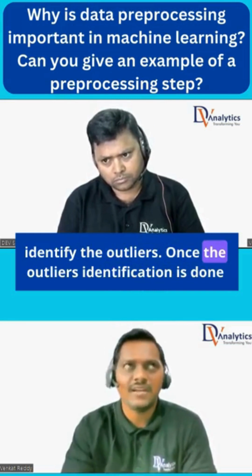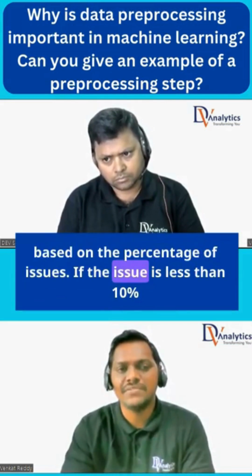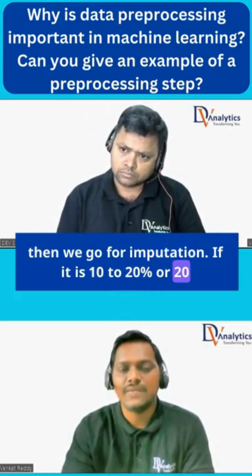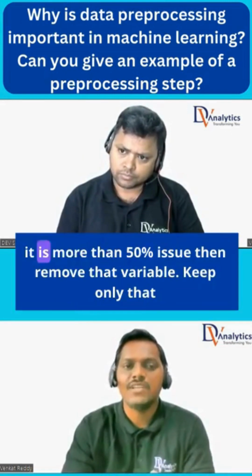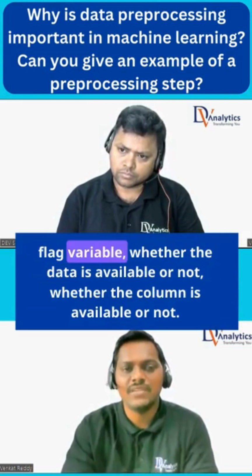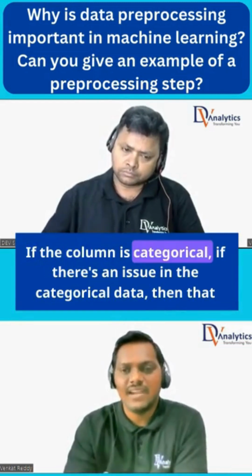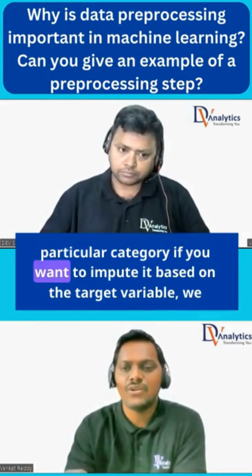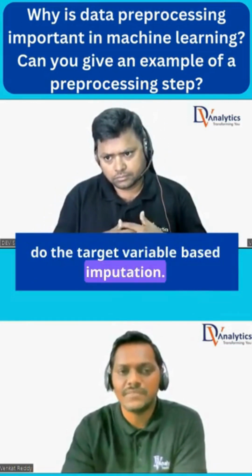Once the outlier identification is done, based on the percentage of issues, if the issue is less than 10%, then we go for imputation. If it is 10 to 20% or 20-25%, then we go for imputation as well as flag variable creation. If it is more than 50% issue, then remove that variable and keep only the flag variable, whether the data is available or not, whether the column is available or not. If there is an issue in categorical data, then if you want to impute that particular category based on the target variable, we do target-variable-based imputation.